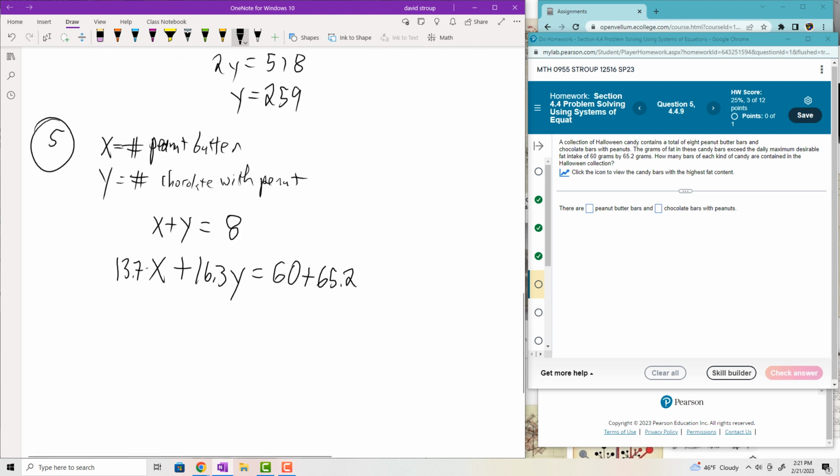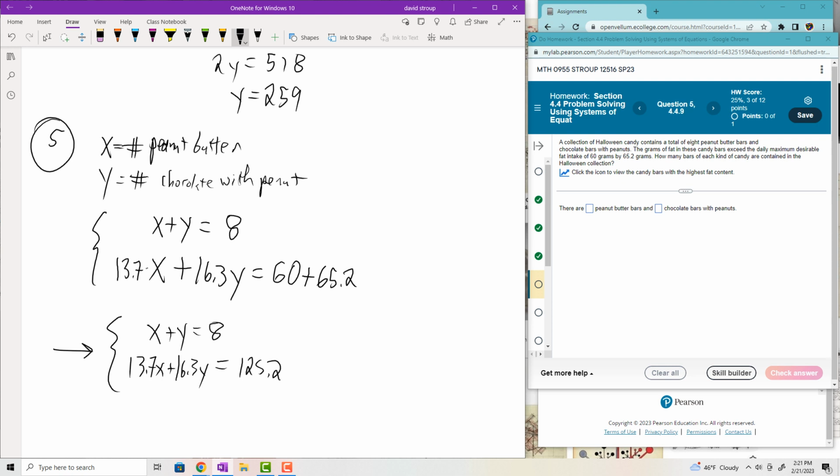Okay. So that's our system right there. We want to maybe rewrite that second one a little bit. So x plus y is 8. You get 13.7x plus 16.3y equals 125.2. You can multiply to get rid of the decimals if you want. So you can multiply this second equation by 10. So you get x plus y is 8. And then you get 137x plus 163y equals 1252.